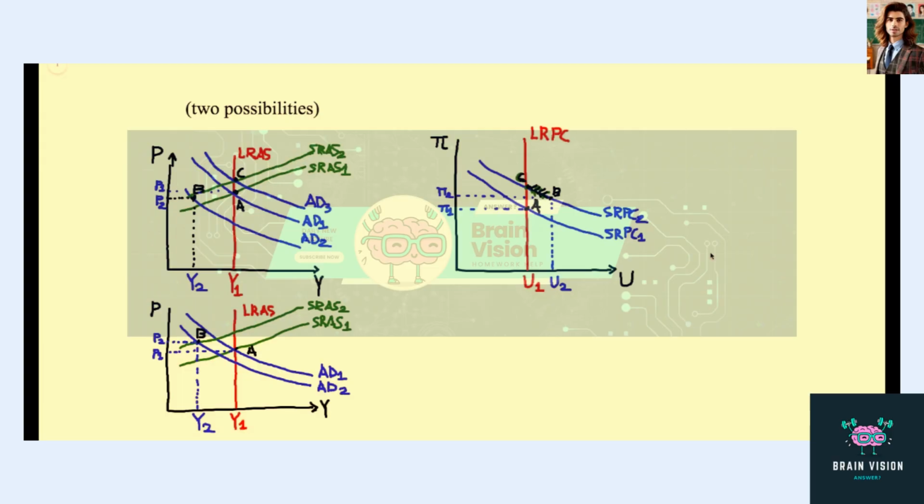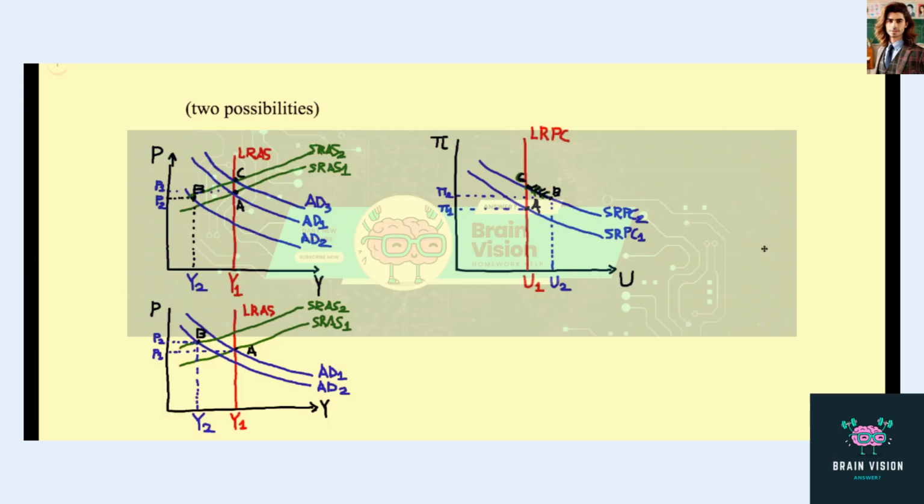For each of the following variables, state whether it rises or falls or whether the impact is ambiguous: output, employment, price level, and inflation rate. All right, so here I've drawn two graphs and I state that there are two possibilities. I'll explain what this means in a while, but let's take a look at the first graph on the top left.